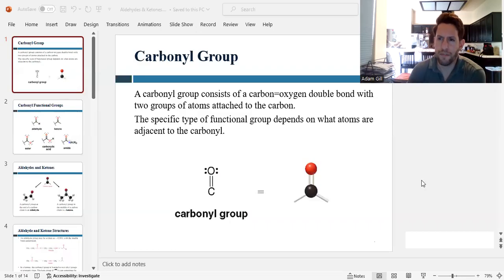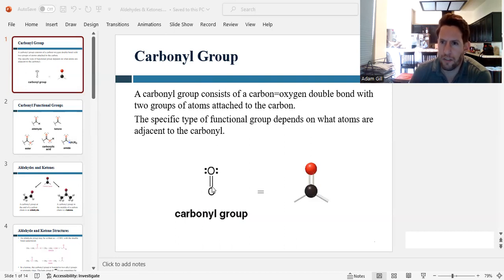Hey everyone. In this video, we're going to be looking at aldehydes and ketones. But before we get into that, let's take a step back and talk about the carbonyl group. So the term carbonyl refers to a carbon-oxygen double bond. And so just this portion is a carbonyl.